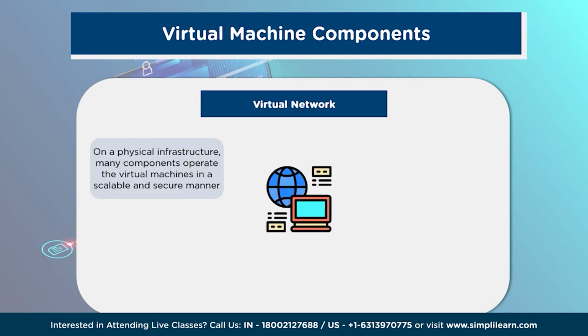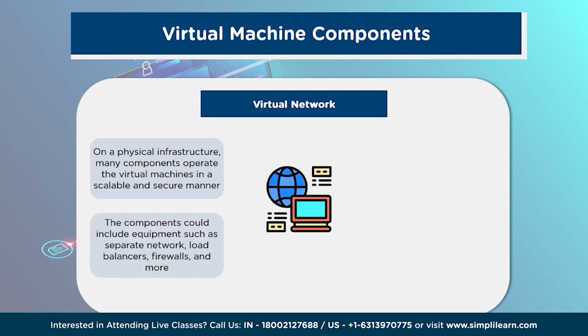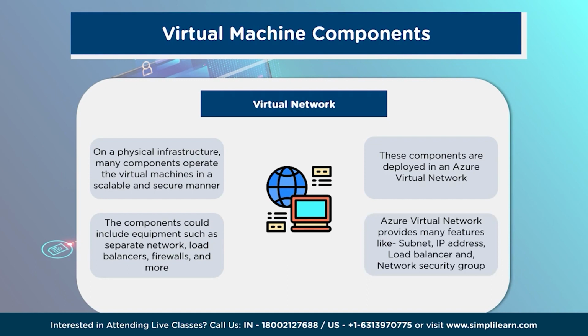The next component is virtual network. Many components operate the virtual machines in a scalable and secure manner. Virtual networks could include equipment such as separate network spaces for internet-facing and backend servers, load balancers, firewalls, and more. Many of these components are deployed into an Azure Virtual Network. Azure Virtual Network provides many features such as subnet, IP address, load balancer, and network security group.